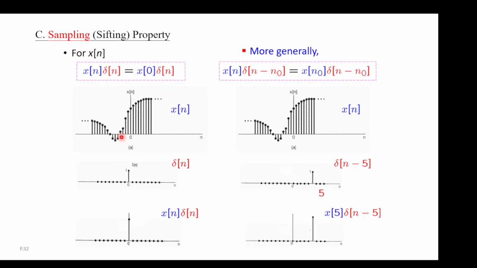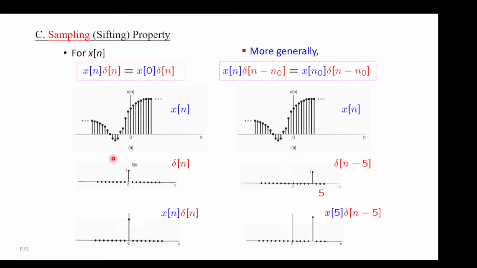So all those values got multiplied by 0 and become 0. So we write this multiplication. This is point by point multiplication. When we write x of n times delta of n, it is a function whose value at n is just x of n times delta of n. So this is a point by point multiplication of two functions.